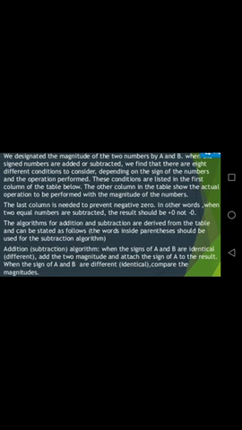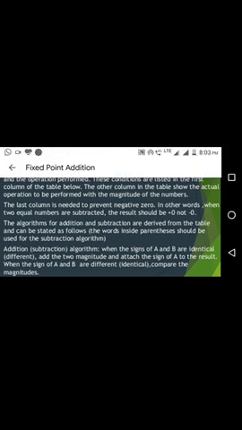So the algorithm for addition and subtraction is derived from the table and can be stated as follows. The words inside parentheses should be used for the subtraction algorithm. So the addition and subtraction algorithm is as follows: when the signs of A and B are identical, add the two magnitudes and attach the sign of A to the result. When the signs of A and B are different, compare the magnitudes. Let us understand this point.